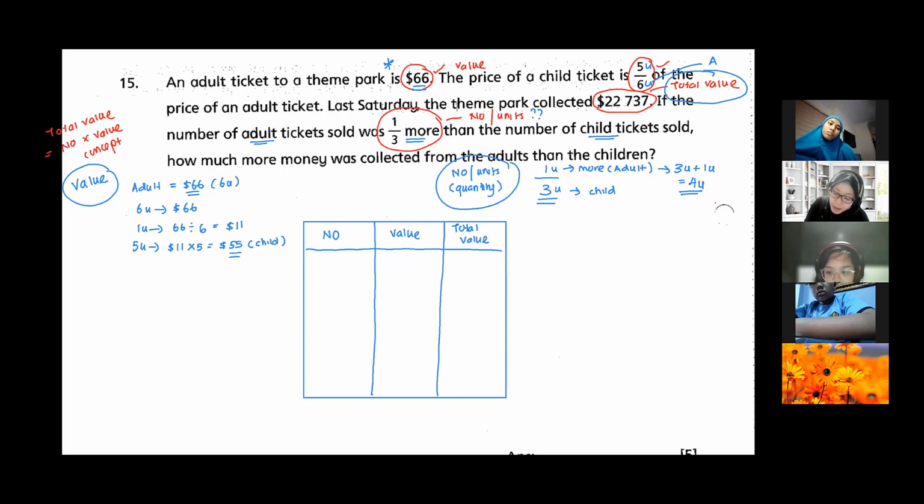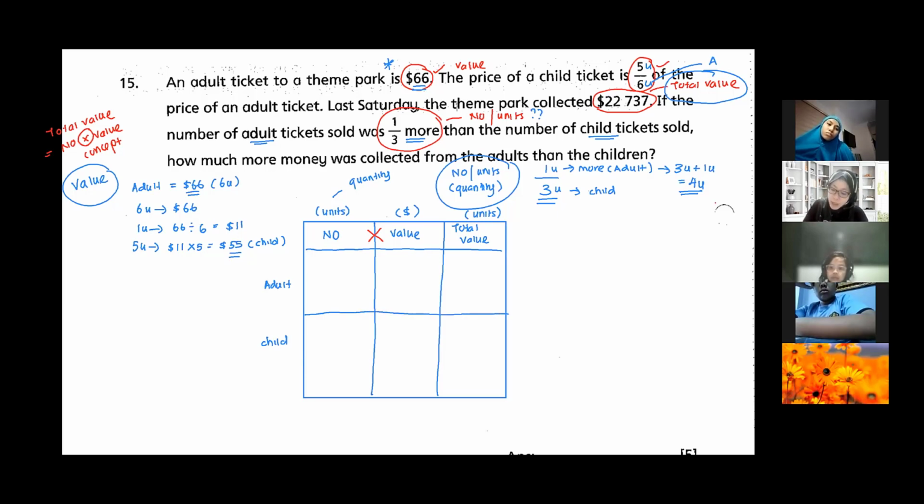Number in this case is the units representing the quantity of tickets. The value in this case is dollars, the cost of it. And then the total value will be back to units. Why? Later I show you. Later we are going to do number times value because there's a times there. And then at the side, we put adult and child, draw a line across, and fill in the blanks.